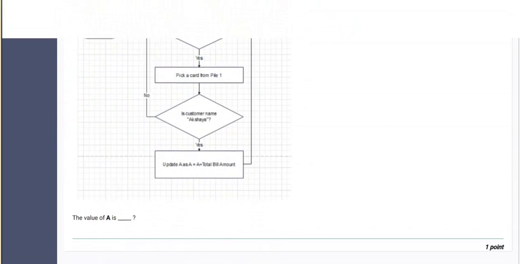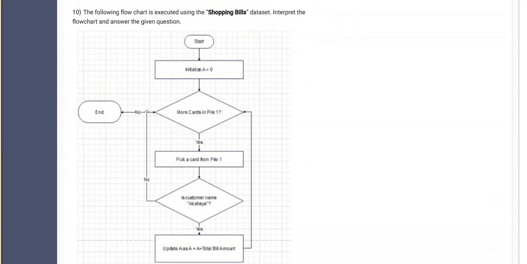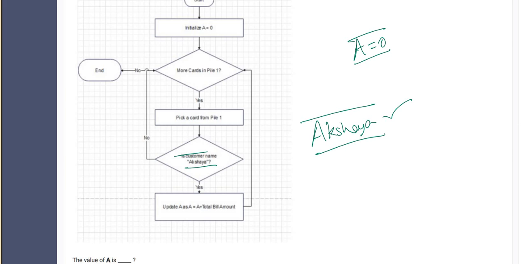Now coming to question number 10. Using the shopping bills dataset. Here, what were we given? Initially A was 0. More cards, yes, pick a card. Is the customer name Akshaya? Here we are checking for Akshaya's cards. If it belongs to Akshaya, then we should add the total bill amount to A.